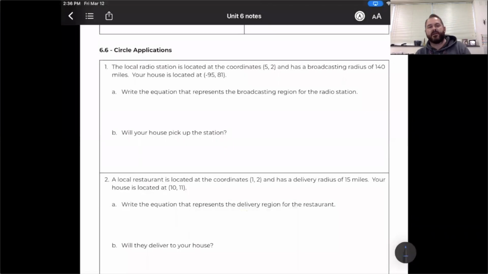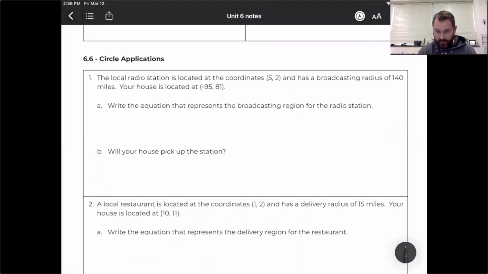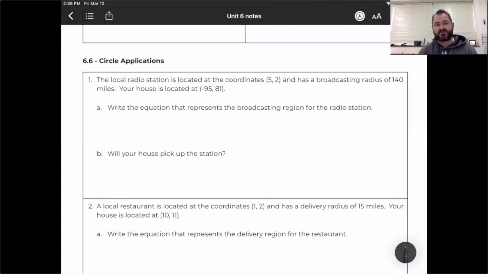In our lesson video today, we're going to be talking about the applications of circles, mainly the circle equations. There are two main equations we're going to use in this lesson. The first one is from the last lesson, where we talked about the equations of circles. Those are always in this form: (x - h)² + (y - k)² = r².